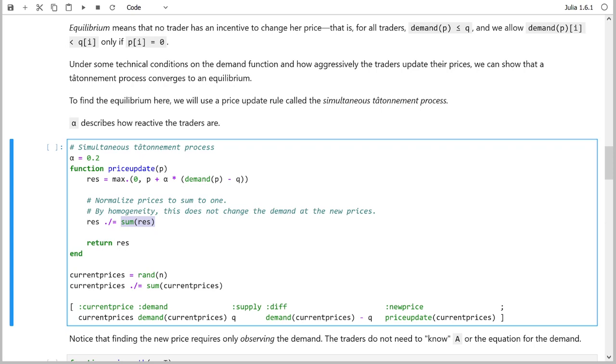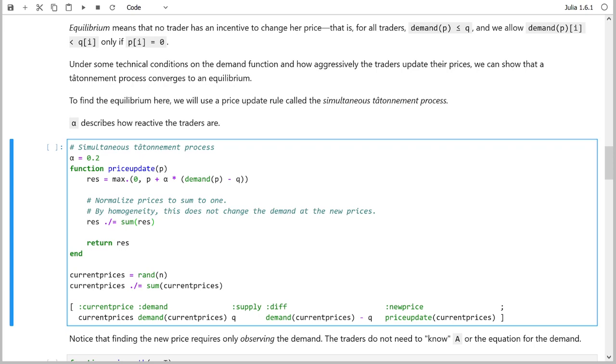So you might think that asking to divide the prices by their sum somehow violates our assumption that the traders are acting alone because it requires them to sort of collude and figure out what the sum of their prices is. But in actuality, we can think of this as not changing the prices, but simply changing the unit that we use to measure the prices.